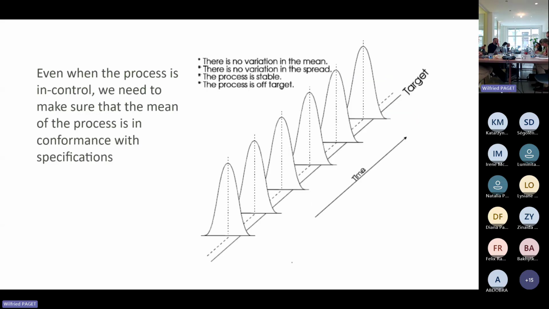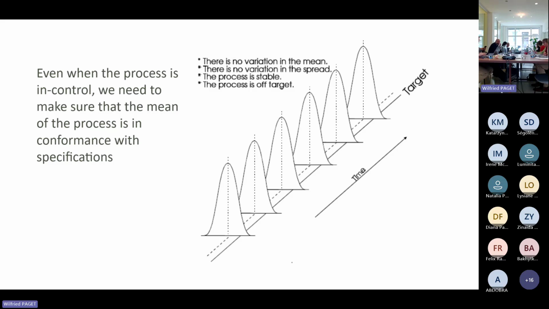Another example, in this case, if you take a look at the solid line and the dashed line, they are parallel, they look nice, but if you look at this process, you can see that there is no variation in mean. The mean is stable along time. There is no variation in spread. The variation of the distribution is similar. The process is stable, in fact, but the process is off target. Our target is the solid line, and all our samples are on the dashed line. So this process is off target. Of course, looking at this picture, we need to take some corrective actions.